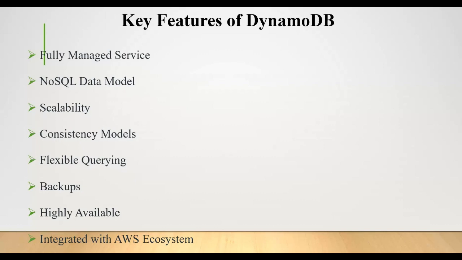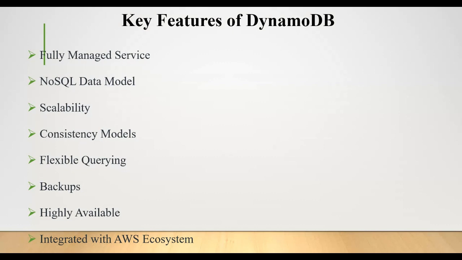The next is the consistency model. DynamoDB offers two consistency models: strongly consistent reads and eventually consistent reads. It consistently handles more than 10 trillion requests per day, allowing developers to choose between strict consistency or high performance depending on their requirements. The next is flexible querying. DynamoDB supports various querying methods, including key-value and range queries, and optional secondary indexes, enabling efficient data retrieval based on different access patterns.